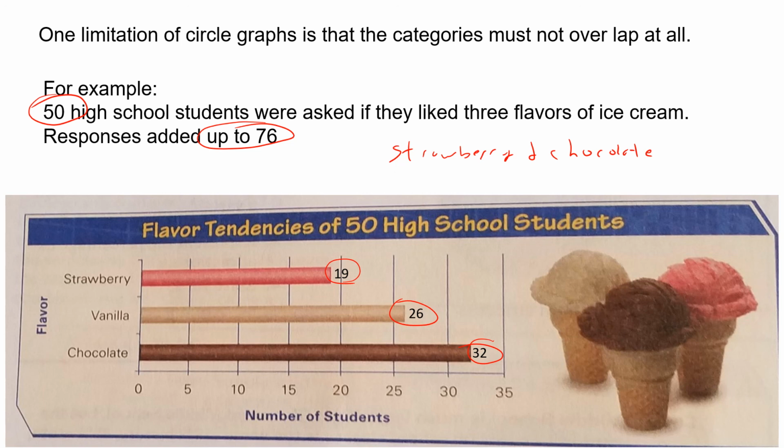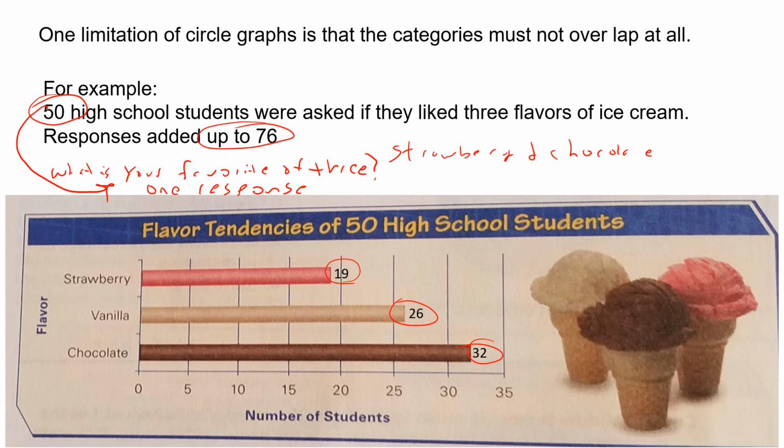Now, if they had asked, what is your favorite of the 3? Then they're only asking for one response, which means they would only get 50 responses. Then you could do a circle graph. So this is the limitation as far as circle graphs, okay? Nothing must overlap at all.